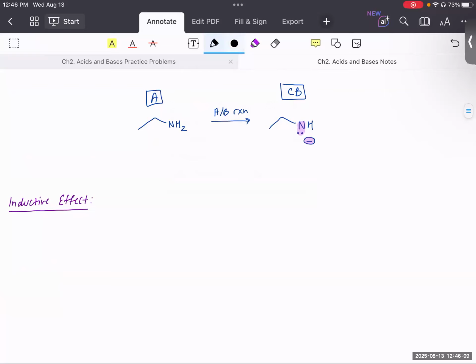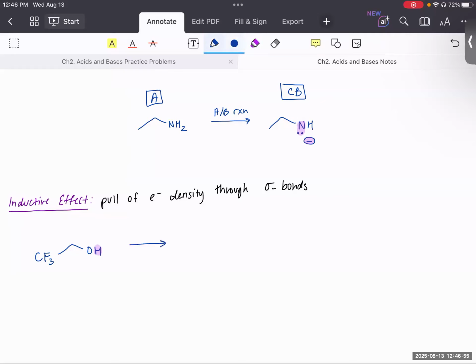And so for the inductive effect, we care about the presence of electronegative atoms that are not directly bonded to the hydrogen. And so in words, the inductive effect is the pull of electron density through sigma bonds. And so the inductive effect comes into play when we have electronegative atoms that are removed from where the acidic hydrogen is. So let's take a look at this example here. And so we can see that the acidic hydrogen is right here. So it's not directly bonded to those fluorines.